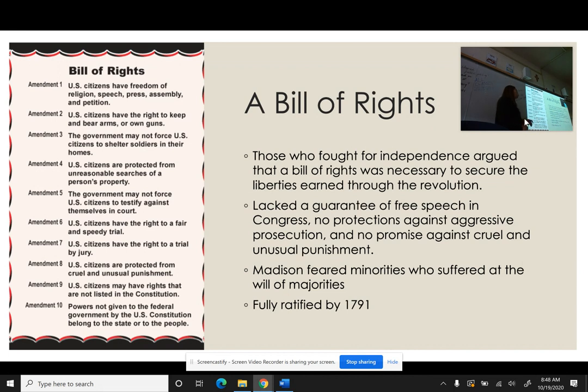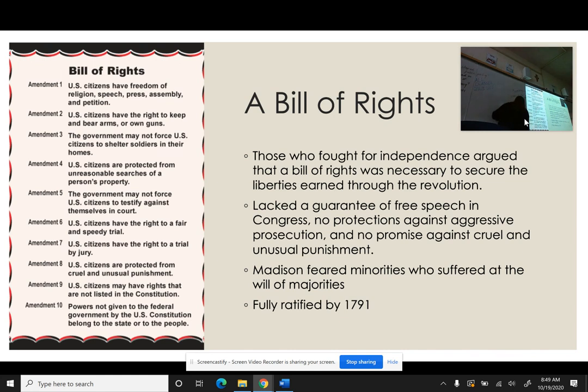Amendment number 9, the people may have rights that are not listed in the Constitution. So basically, remember we mentioned this earlier, if you are in the United States and you are a citizen, you have rights beyond what is listed in the Constitution, so it kind of makes it, again, a little bit more flexible.